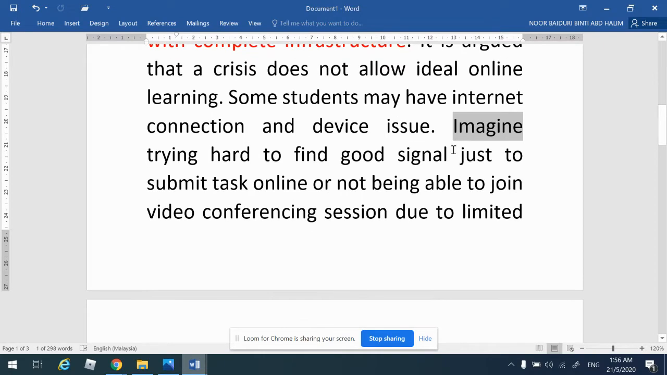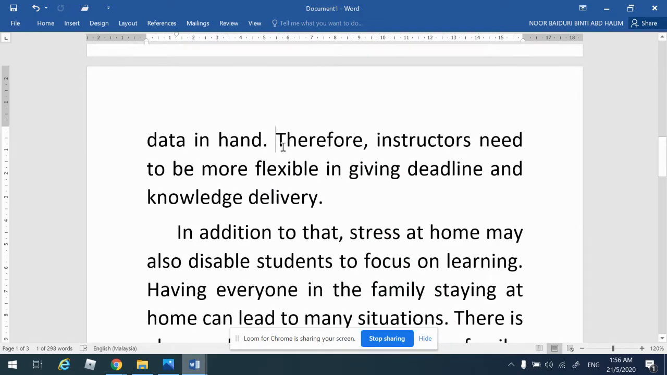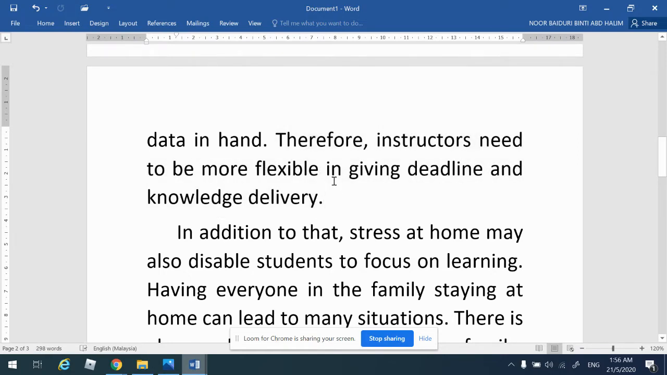Okay, so when your reader reads this, dia macam, oh, true lah. Because they can imagine. Because you tell them to imagine. You tell them to visualize. Okay. Then up to here, this is what I call my concluding sentence for each paragraph. Okay. So conclusion is not only in the last paragraph, but you also have it in the last sentence in each paragraph. Sini I kata, therefore instructors need to be more flexible in giving deadline and knowledge delivery.